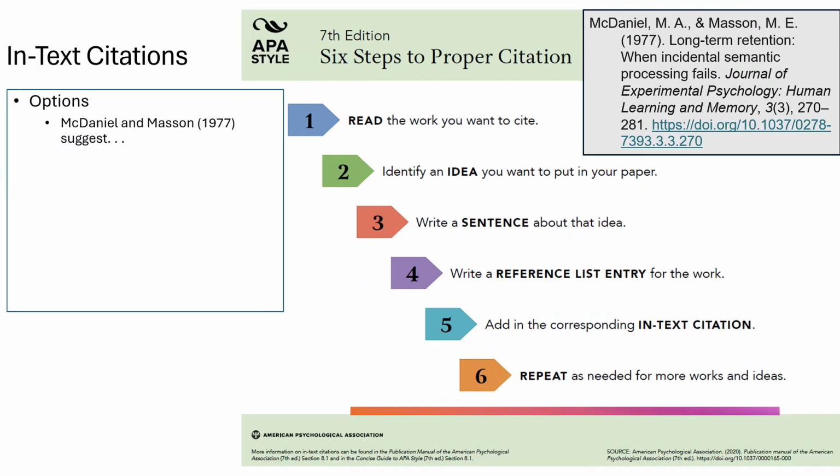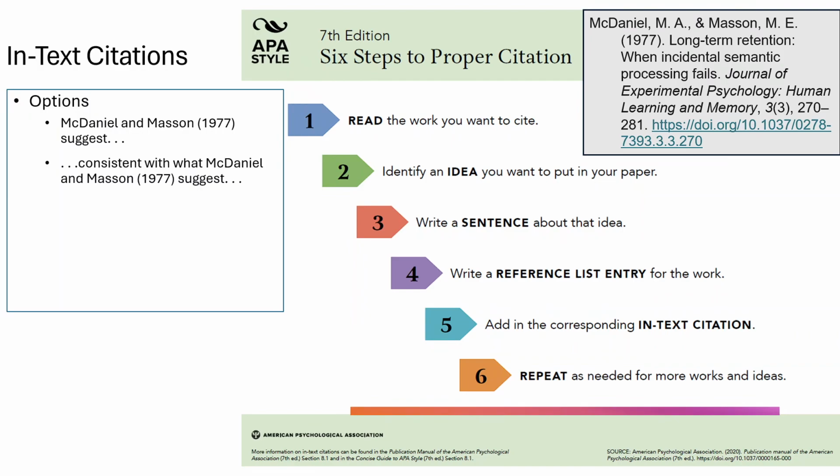One is to start the sentence with the citation. And so in this case, you cannot start a sentence with a parentheses. So you have to put the authors outside of the parentheses if it's going to be the first thing in the sentence. So in this case, it's starting the sentence, McDaniel and Masson, parentheses, 1977, suggest blah, blah, blah. So that's one way that you can cite something.